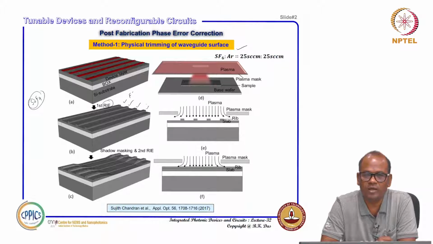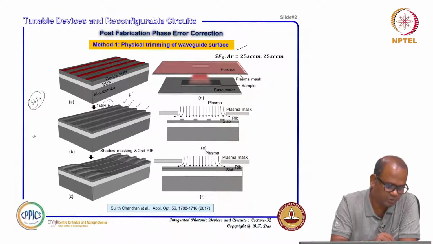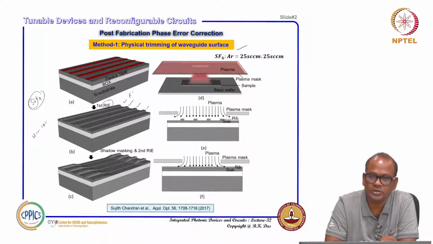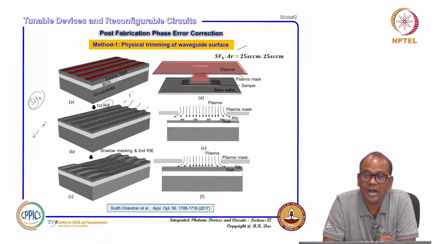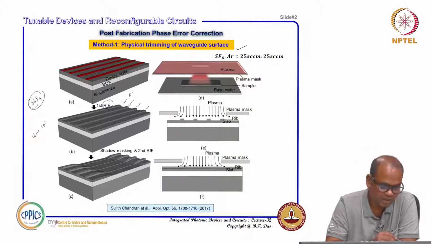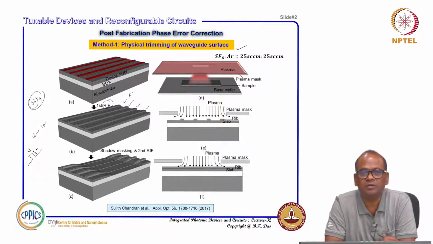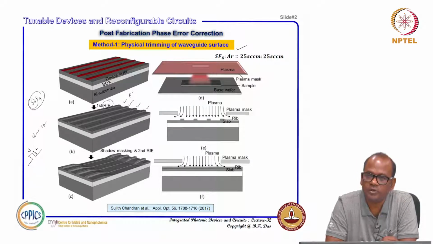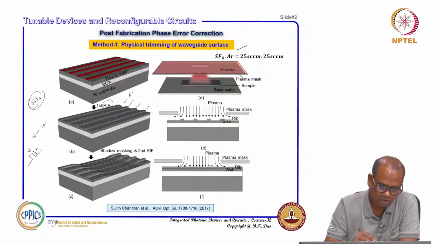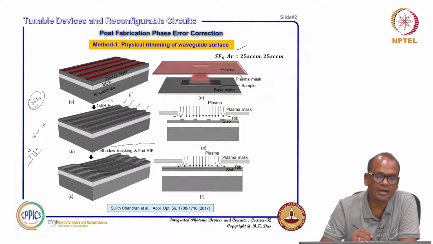Suppose you have fabricated a waveguide with a width on the order of, say, 1 micrometer. Now suppose you want to reduce it to 500 nanometers or maybe 900 nanometers in height as well as width. Suppose you have a waveguide cross section; this is your width and this is your height, right? So you want to trim both the waveguide width as well as the height, so that the refractive index can be tuned. This is the method we call shadow masking and second RIE.